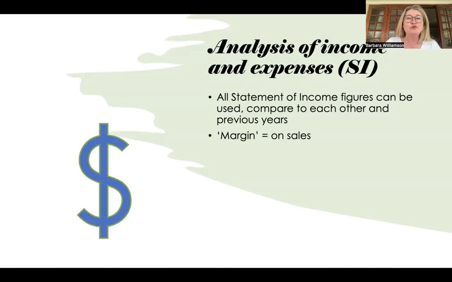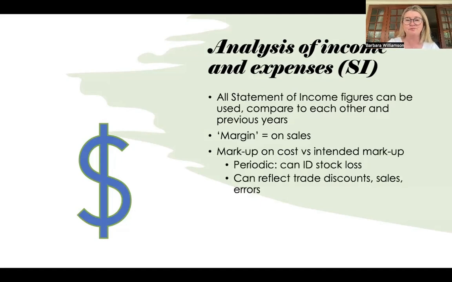Little clue, the word margin means on sales. So any calculation that they give you with the word margin means you take whatever they've said over sales. Easy peasy. So the gross profit margin means gross profit over sales. Operating expenses margin is operating expenses over sales. Profit margin, if it's the net profit, it would be the net profit over sales, etc. So that's very easy to do.